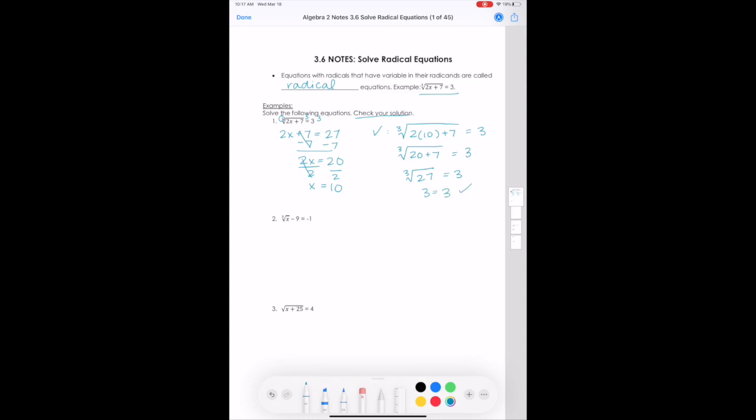That one worked. Moving on to number 2, the first thing we do is add 9. And then again, since it's a cube root, we have to cube both sides to get x by itself. And then if you have your calculator, 8 times 8 times 8 is 512.